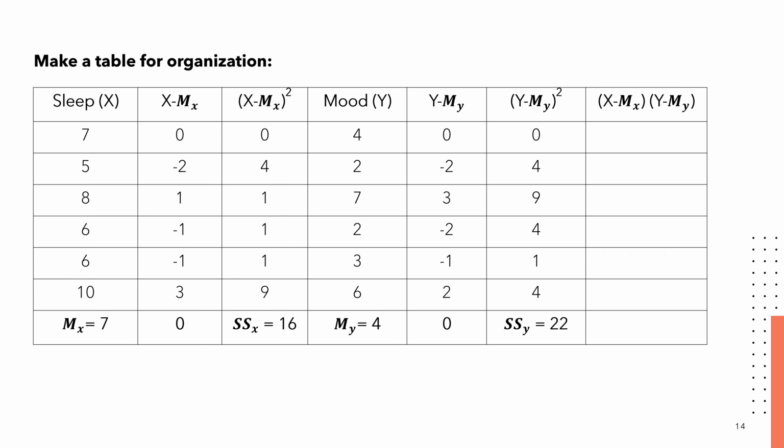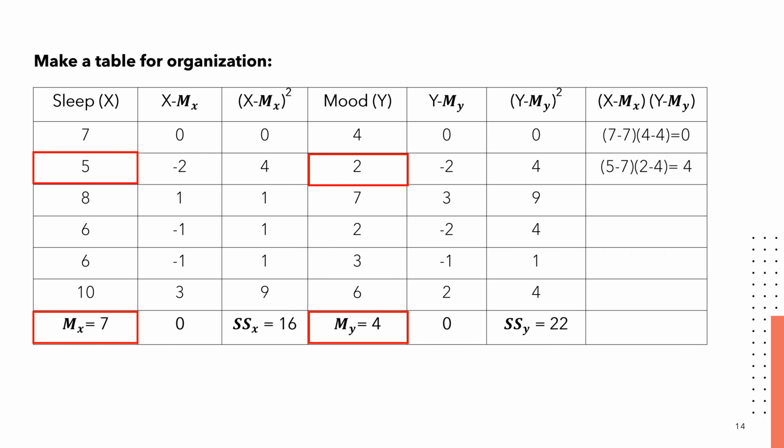As you can see, we need to take the score for x and subtract the mean for x, then multiply it by the score for y minus the mean for y. So first, let's identify our means. We have 7 for sleep and 4 for mood. So going down the list, our first scores are 7 and 4. So 7 minus 7 times 4 minus 4 is 0. Next one down, we have 5 and 2. 5 minus 7 times 2 minus 4 is 4. Next one down, we have 8 and 7. 8 minus 7 times 7 minus 4 is 3.